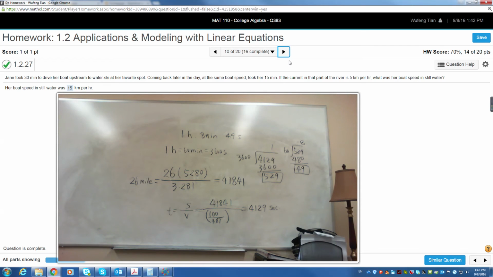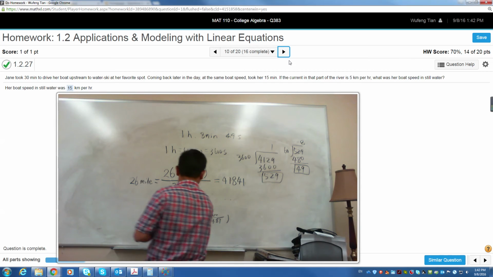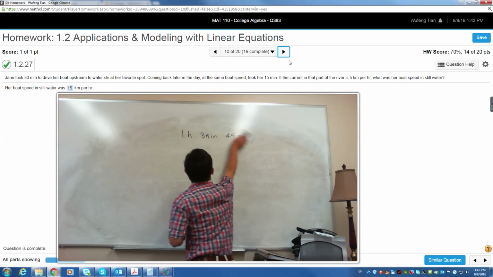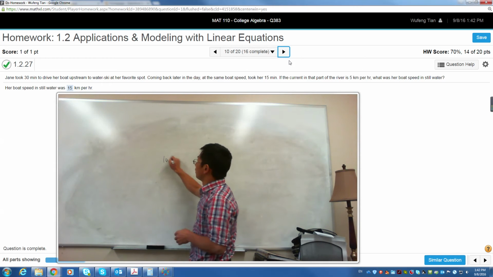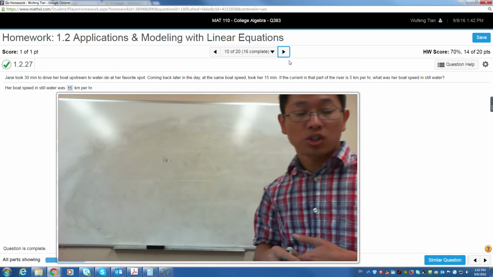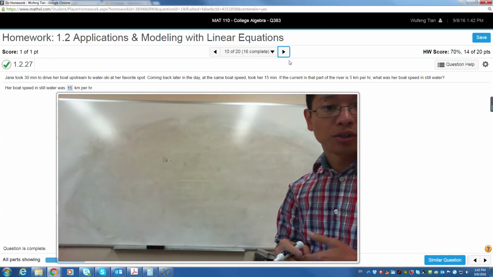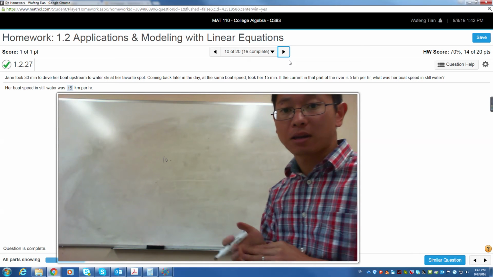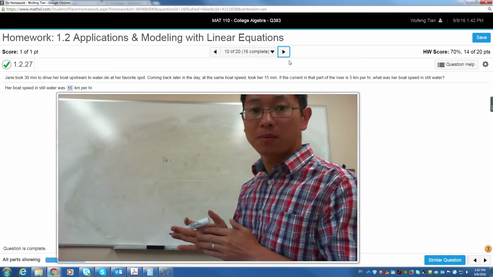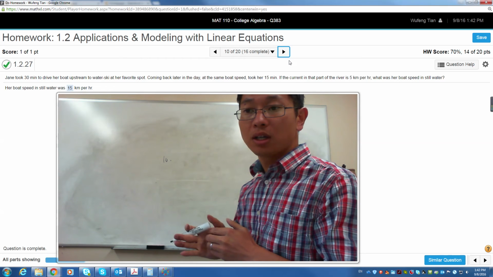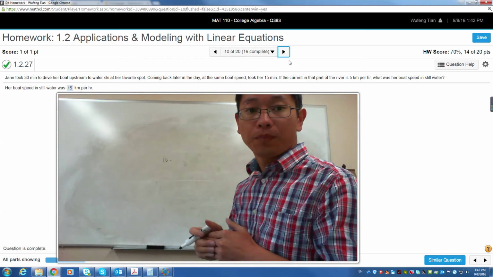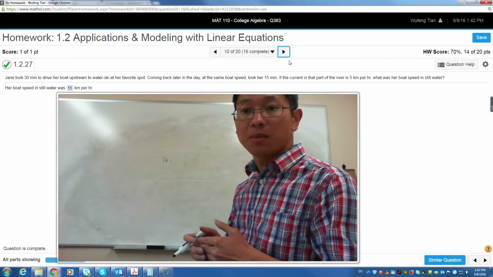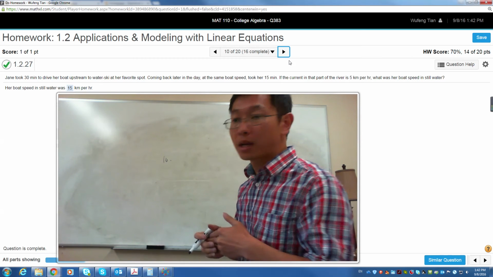Number 10. Jen took 30 minutes to drive her boat upstream, came back later the same day at the same speed, and took her 15 minutes. And the current is 5, still water. Okay, so 30 minutes upstream, 15 minutes back.